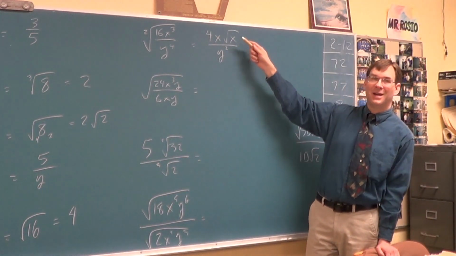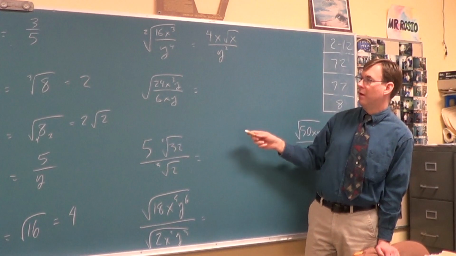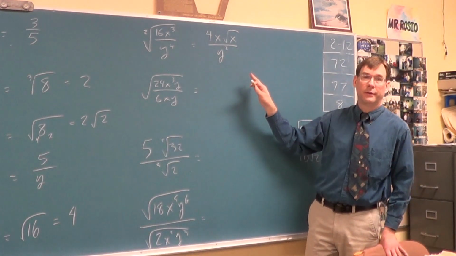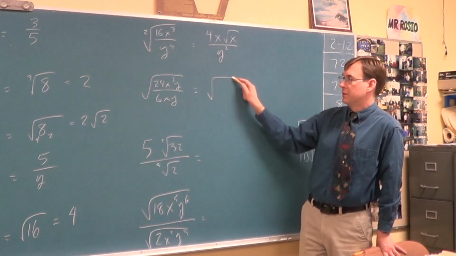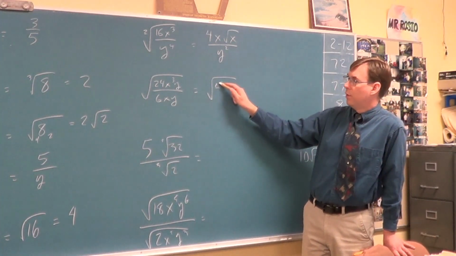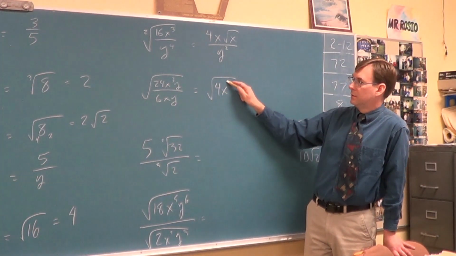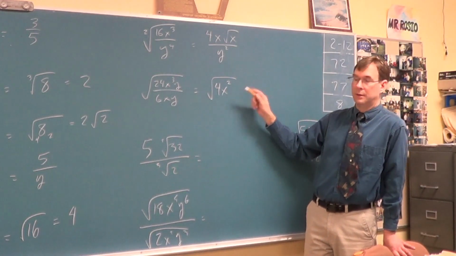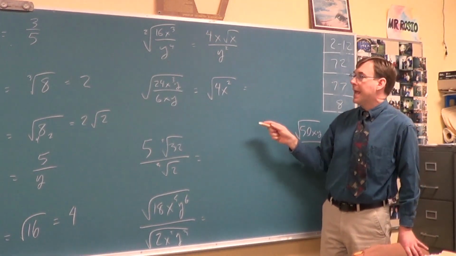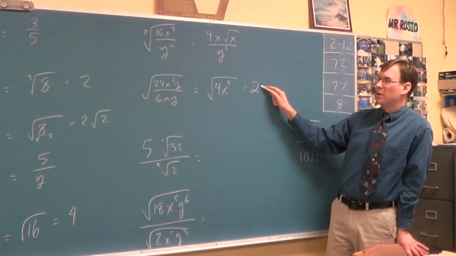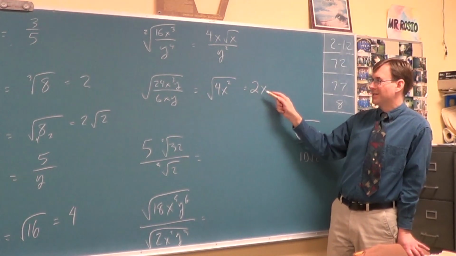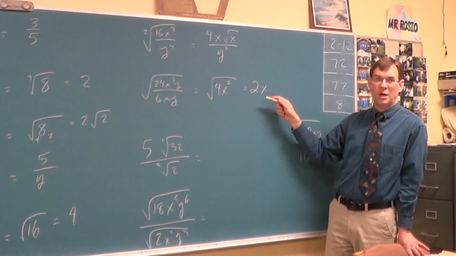Can any of that divide any of that? No, so move on. Can we divide? Yeah. So let's do it. Numbers, 4. X's, squared. Y's, none. We can't improve that. Square root of 4, 2. Square root of x squared, x. Is there a radical sign still? No, we wiped it out.